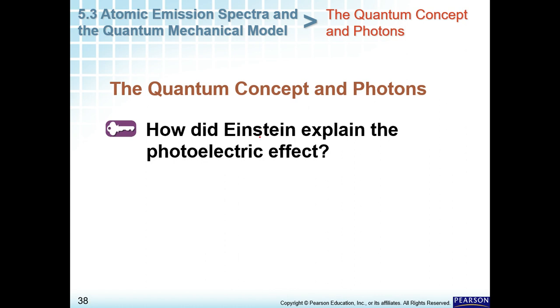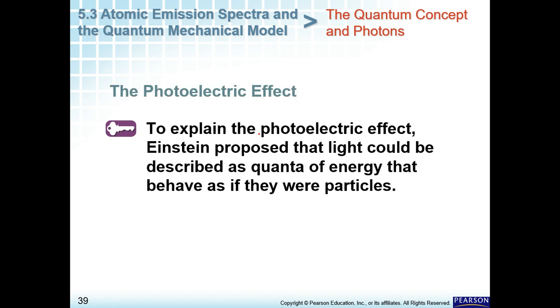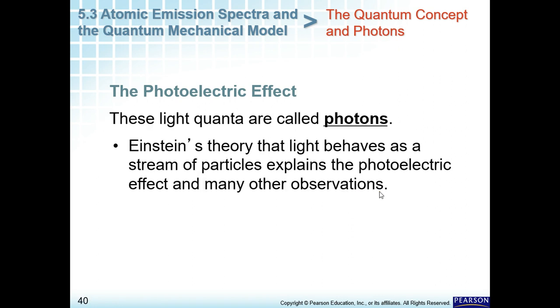So our key question says, how did Einstein explain the photoelectric effect? To explain it, Einstein proposed that light could be described as quanta of energy that behave as if they were particles. Now, quanta are just packets of energy, and one thing to know about light and energy is that they are not considered matter. So how do they behave as if they are matter? Well, we call these light quanta photons.